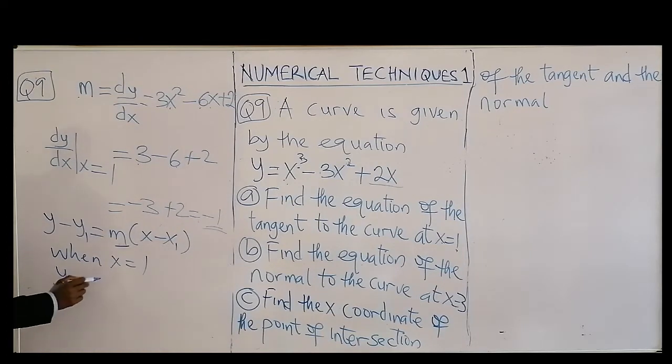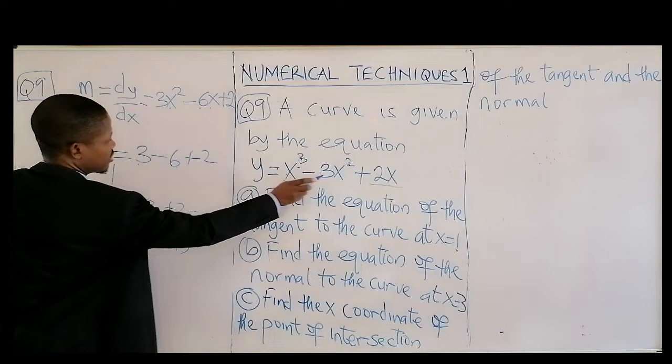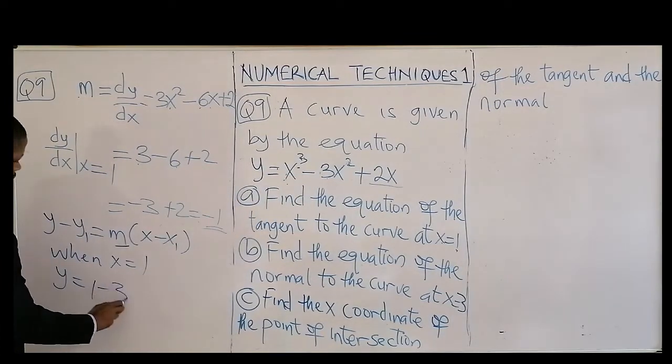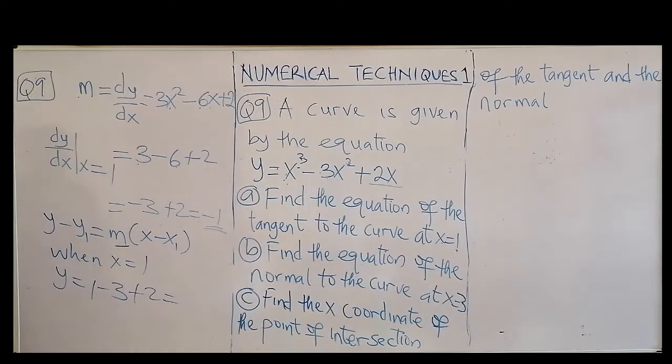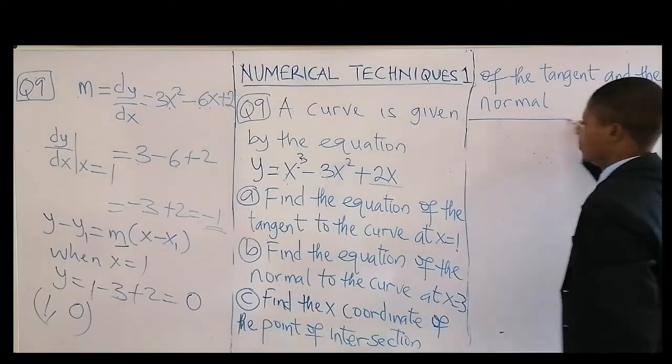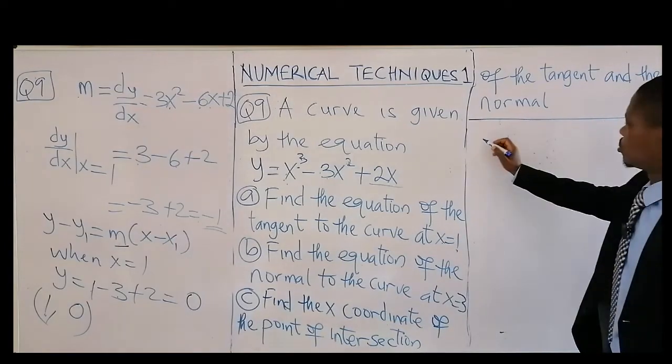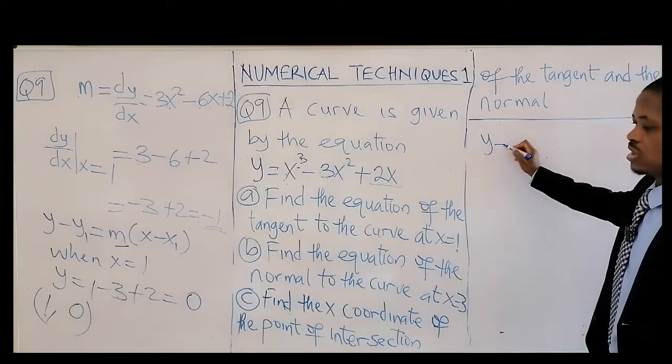Y is equal to what? 1 minus 3, plus 2. And that's equal to what? That's equal to 1 minus 3, that's minus 2, and gives us 0. So the coordinate is (1, 0).